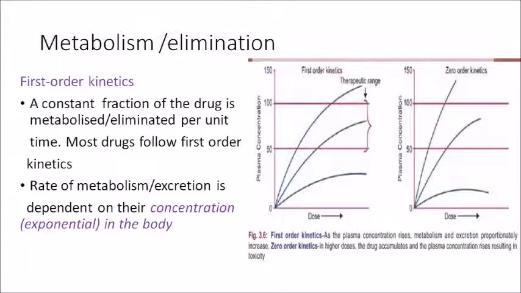Coming to metabolism or elimination, there are two types of kinetics. One is first order kinetics and one is zero order kinetics. In first order kinetics, a constant fraction of the drug is metabolized or eliminated per unit time, which means a fraction or a percent of how much drug is present in your body is eliminated in unit time. So it is dependent on how much drug is present in your body, or it is proportional to the plasma concentration of the drug in the body. Most of the drugs follow first order kinetics.